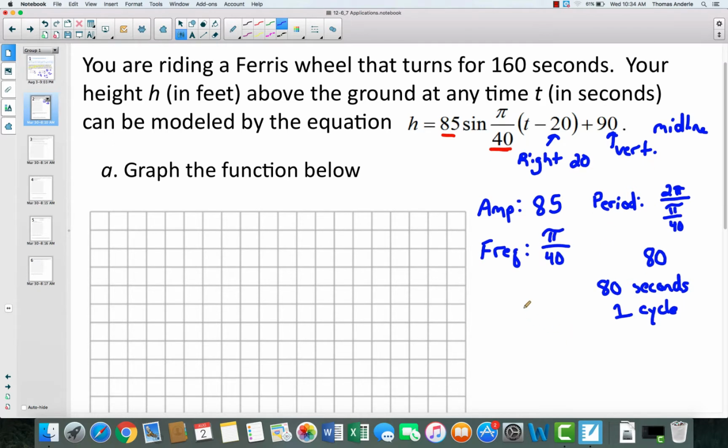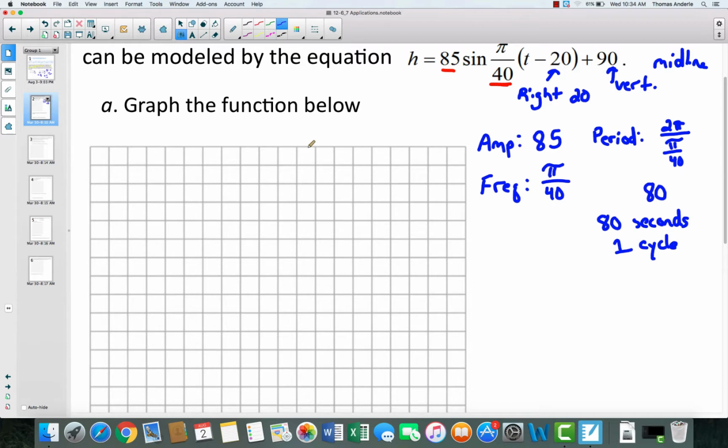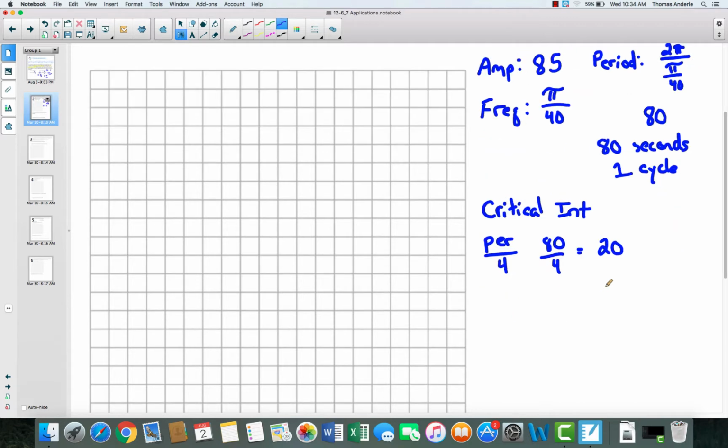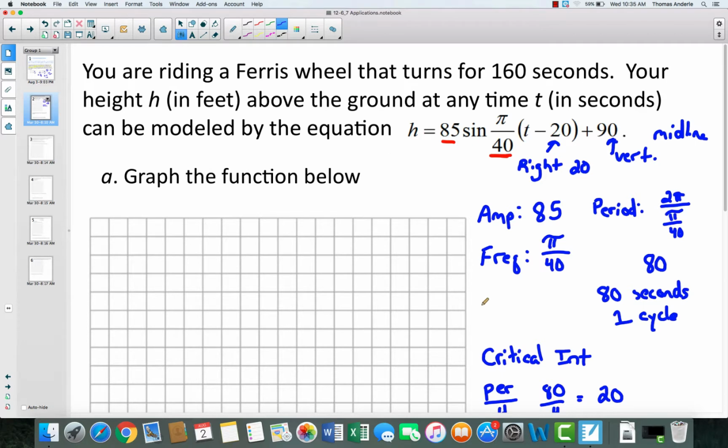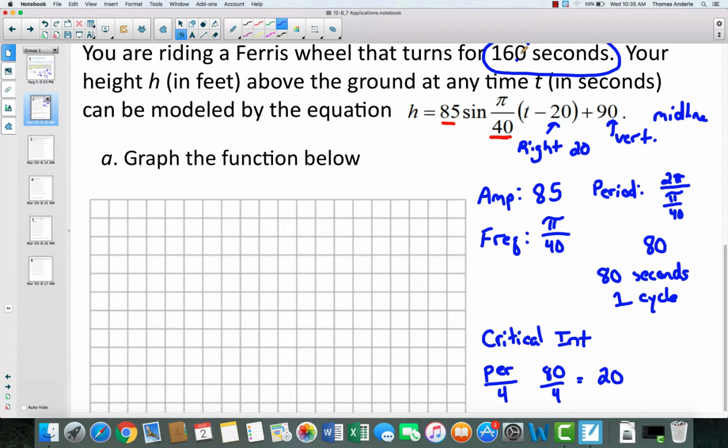Next, let's go ahead and grab our critical intervals. So critical intervals, that's going to be period divided by 4. So period divided by 4, 80 divided by 4 is 20. That's just going to help us make our x-axis. That's going to tell us when we want to plot points. So we're going to plot points every 20 seconds. Now we're going to graph for 160 seconds, because it tells us in the very beginning that the Ferris wheel turns for 160 seconds.